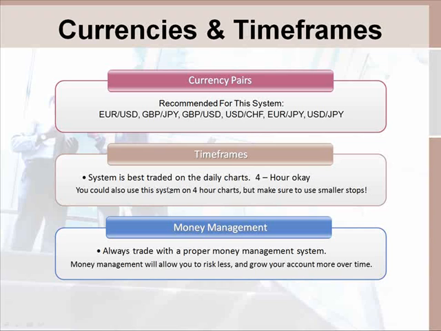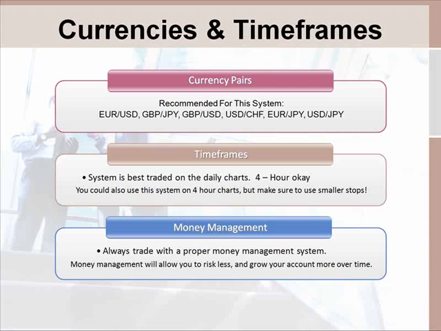For the time frames, as I said before, this system is best traded on the daily charts, but you could also use it on the 4-hour charts if you wanted to. If you're trading on the 4-hour charts, don't use 200 pip stops. Obviously, a 200 pip stop is too large for a 4-hour chart. You could use the same rules with a 50 or 60 pip stop.